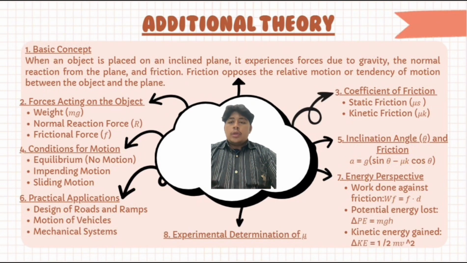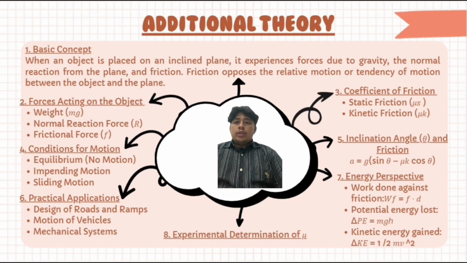There are two types. First, static friction, which prevents the object from sliding until a critical angle is reached. And the second is kinetic friction, which acts when the object is already in motion.